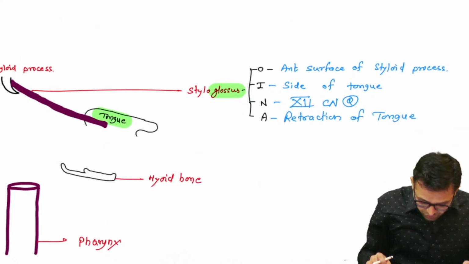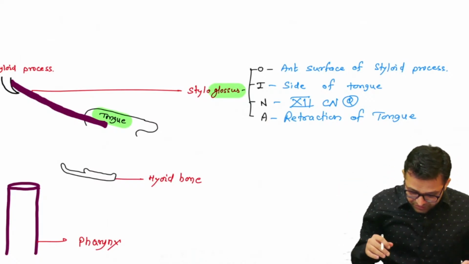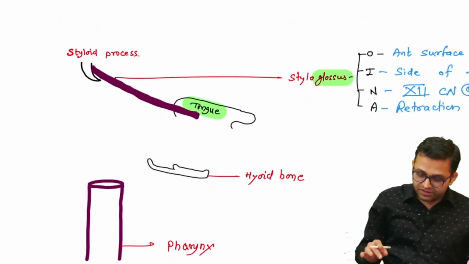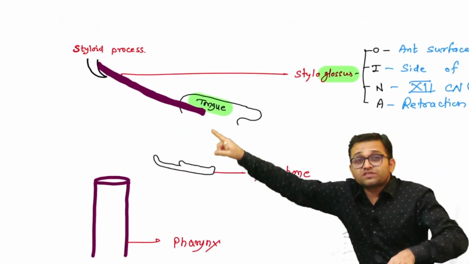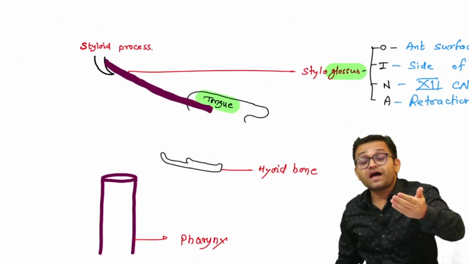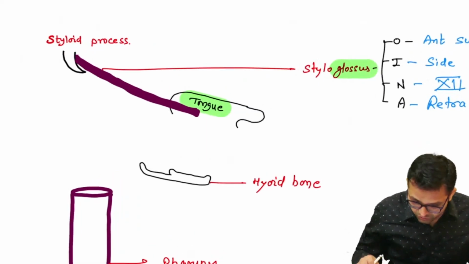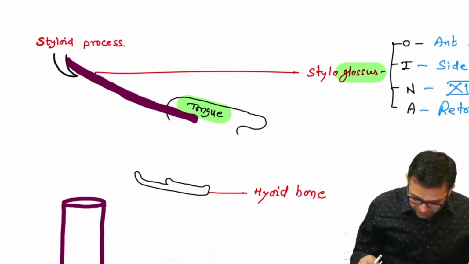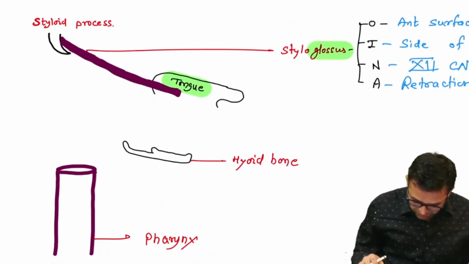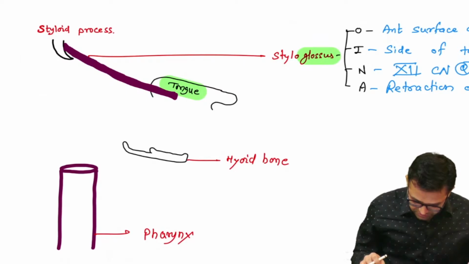Now we are going to look at the next muscle. From the styloid process, the next muscle will take origin from the styloid process and get attached to the hyoid bone. What should be the name of this muscle? Stylohyoid. So we are going to observe the stylohyoid muscle.